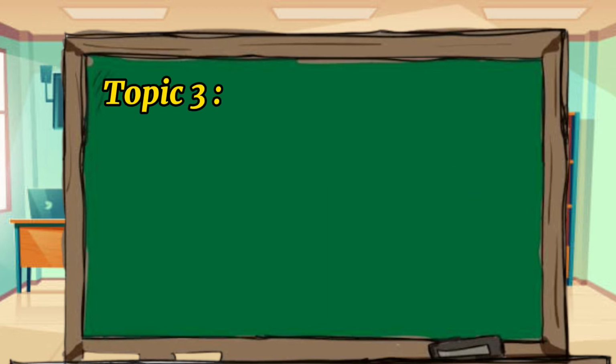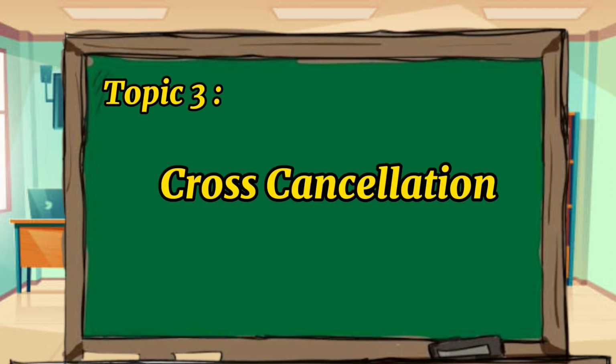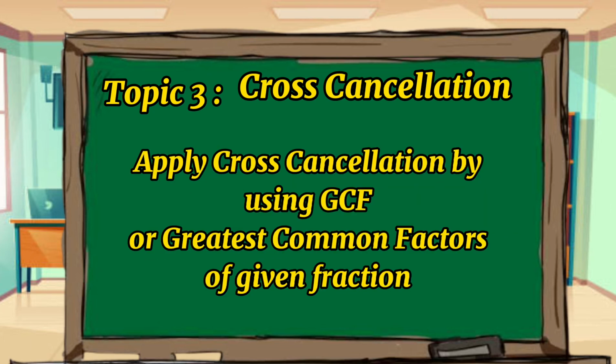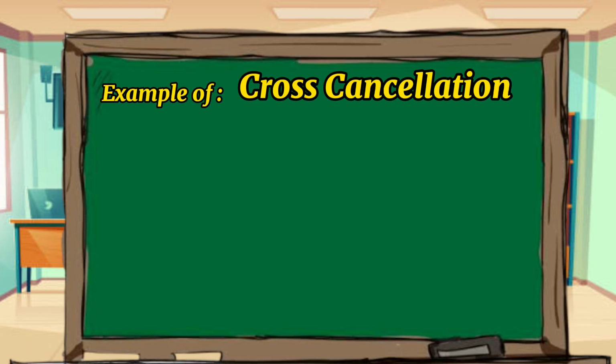Our last topic is cross cancellation. Common factors appearing in the numerators and denominators of any of the two fractions being multiplied can already be cancelled even before actually proceeding with multiplication. Apply the cross cancellation by using the GCF or the greatest common factor. Here is the example. Let's see.